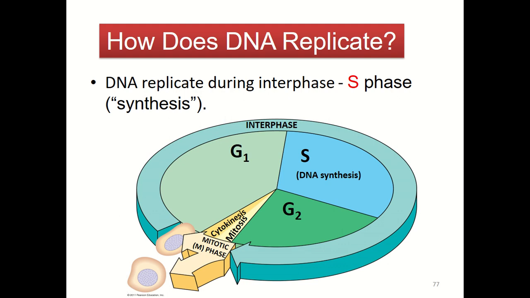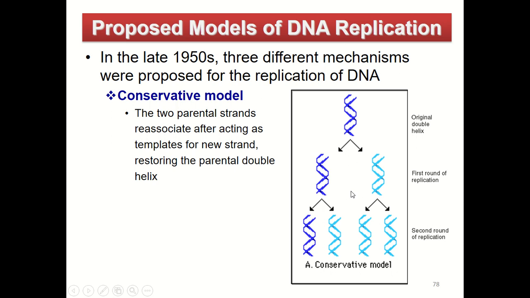So how does DNA replicate? Remember, DNA replication occurs only during the interphase, which is specifically during the S phase, or known as the DNA synthesis phase. So there are 3 proposed models or mechanisms of replication of DNA. The first one is the conservative model, which was discovered in the late 1950s.